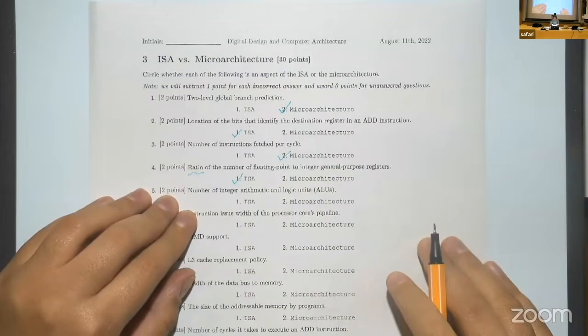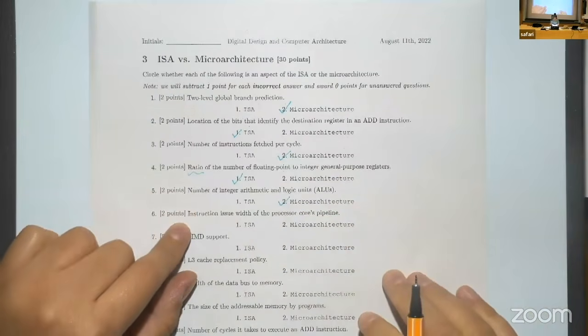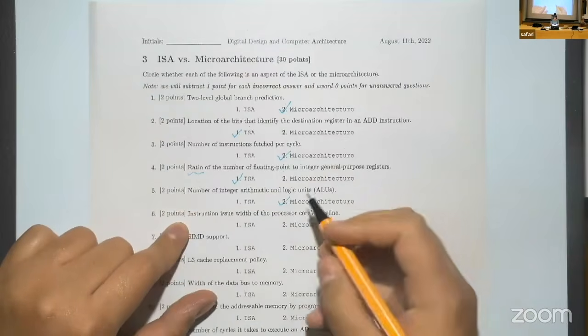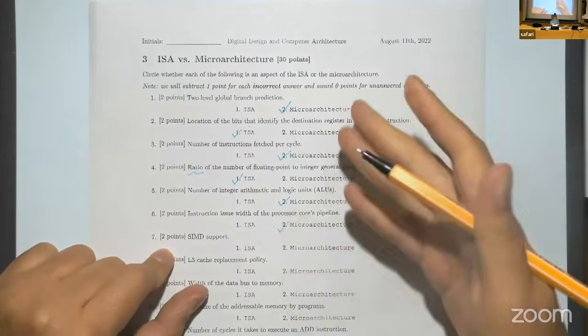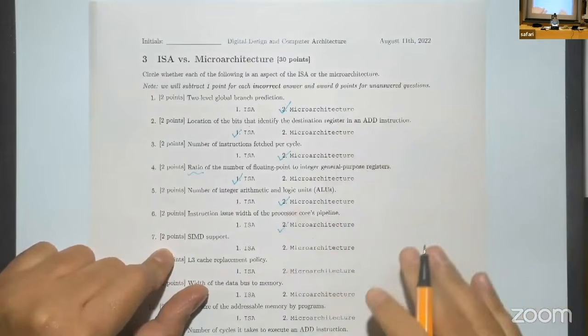Number of integer arithmetic and logic units, or ALUs. Again, we don't need to know about it. It's just how things are implemented. Instruction issue width of the processor core pipeline, again microarchitecture. By the way, if the reasoning behind any of these choices is not clear, please stop me.